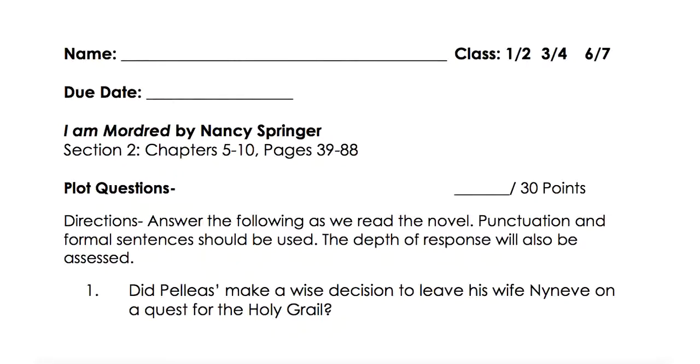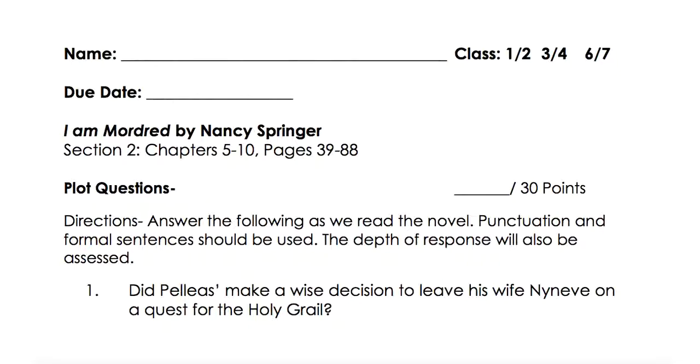So here we are in section 2 of I Am Mordred. We're going to be focusing on chapters 5 through 10. This will be the middle portion of your I Am Mordred response guide. So at this point, you should have completed section 1. And as we work through section 2, we'll then obviously move on to item number 3.